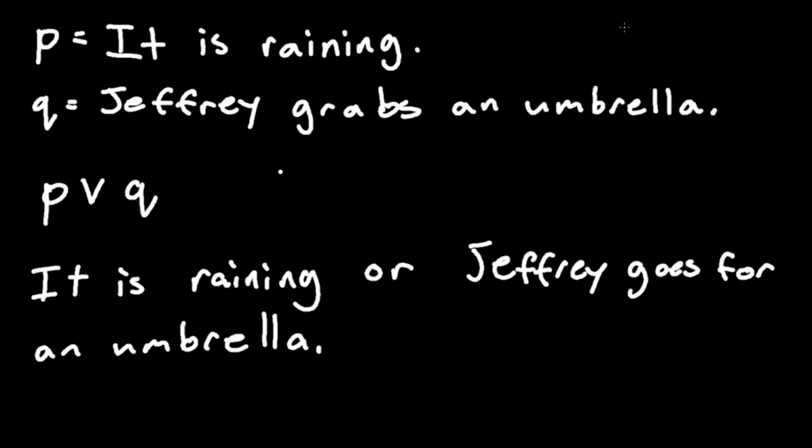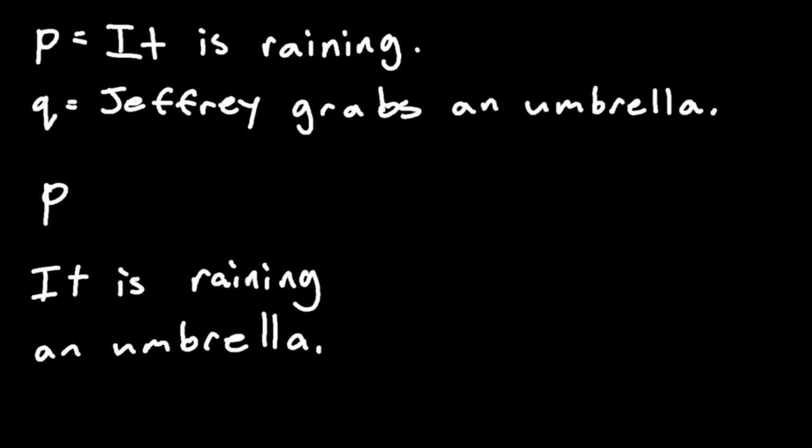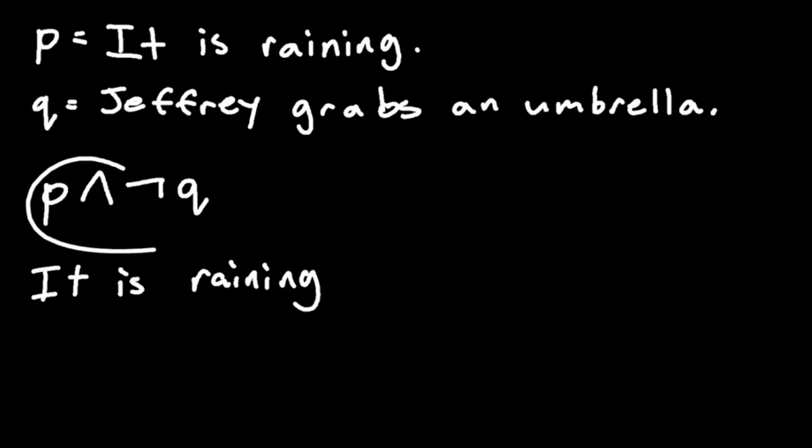Now, how about the NOT logical operator? Well, let's erase this. Let's keep P the same for now. Let's write down P with the AND logical operator, with the NOT logical operator, and Q. So what does this do? Well, we're combining P and not Q, right? So what is not Q? How do we write down not Q in this case?